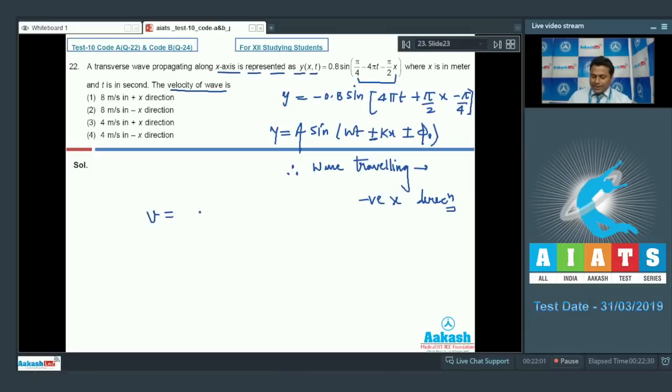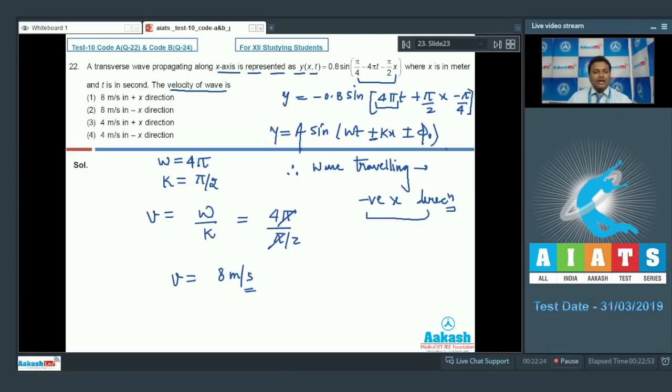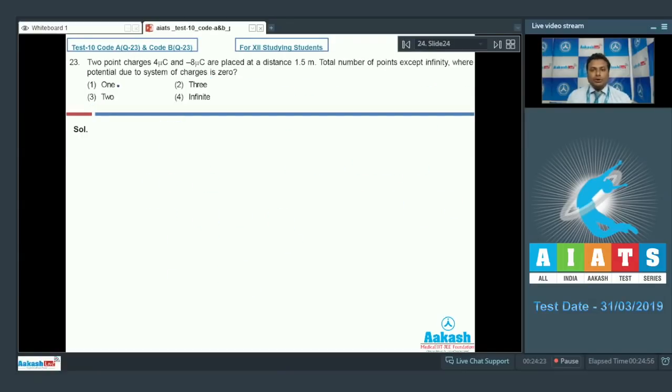V can be written simply as omega upon k, where omega is 4 pi and k is pi by 2. So omega, that is 4 pi, divided by pi by 2. After solving, we will get the speed of the wave, that is 8 meters per second, traveling toward the negative x direction. So we can say that option number 2 is absolutely correct, and we will go with option number 2 only. Now let us proceed to the next question, that is question number 23. So here is question number 23.